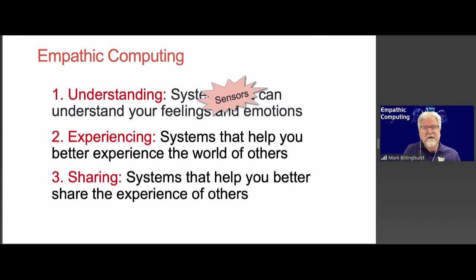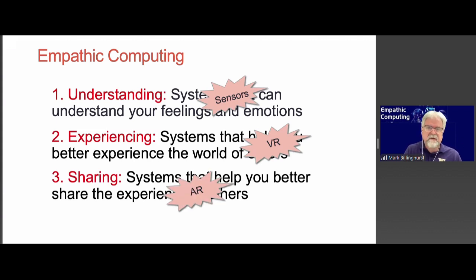So, for the first, there's a wide range of sensing technology we can use to be able to capture people's physiological cues and feelings and map those to emotions. For the second, being able to better experience the world of others, then virtual reality is a really good technology for this. You can use virtual reality to go and visit locations you've never been before or to experience what somebody else is doing. And for sharing, so being able to share in real time what somebody else is doing, then augmented reality is a good technology for this. It allows you to overlay virtual information on the view of somebody while they're performing a task to help you better understand what they're doing. So I want to give you a couple of examples of those.